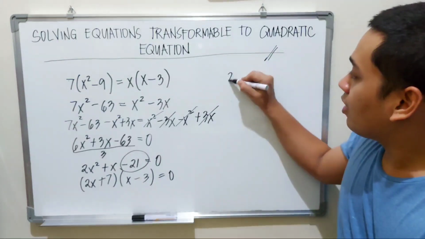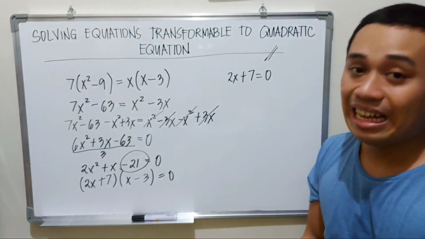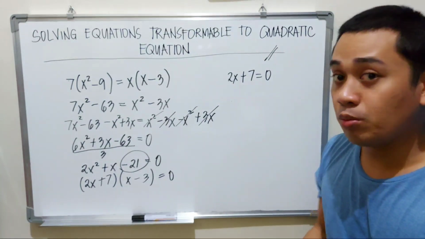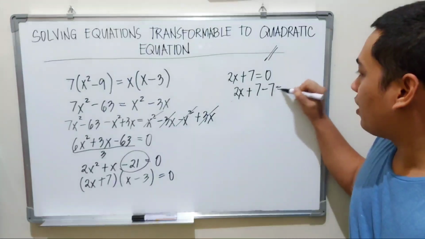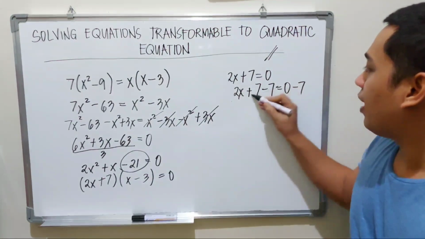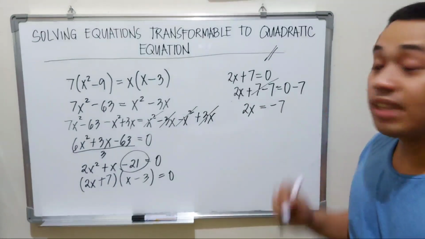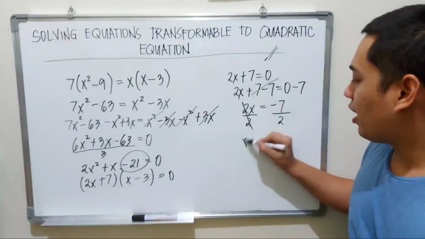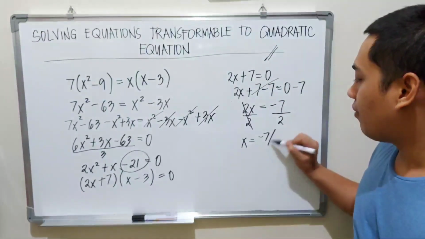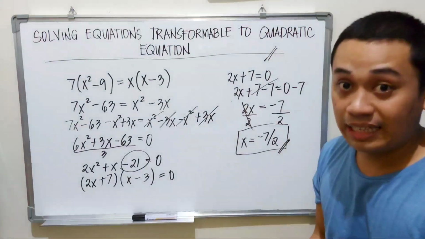Continue natin. Then, we have 2x plus 7 equals 0. Adding the negative inverse of 7 to both sides of the equation, 2x plus 7 minus 7 equals 0. Minus 7, cancel. 2x is equal to negative 7. Dividing both sides by 2, our x is equal to negative 7 over 2. That is the first value of x.